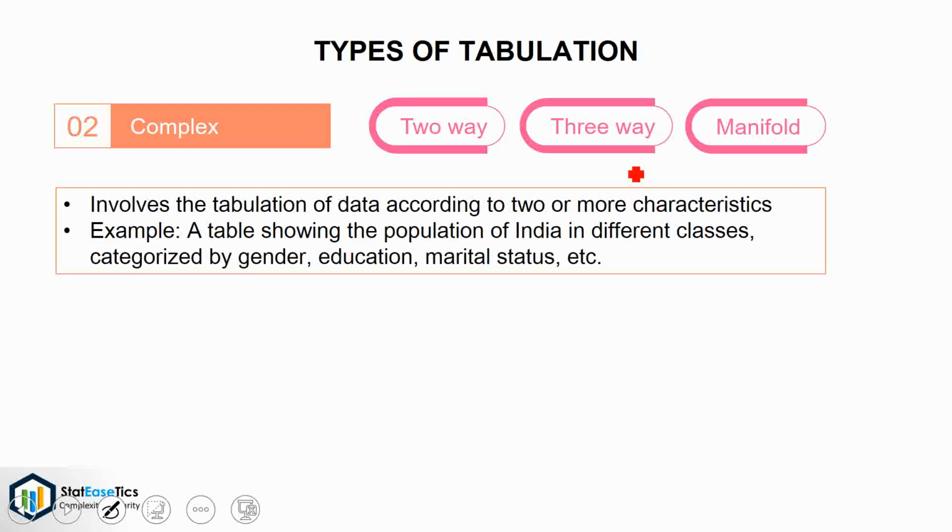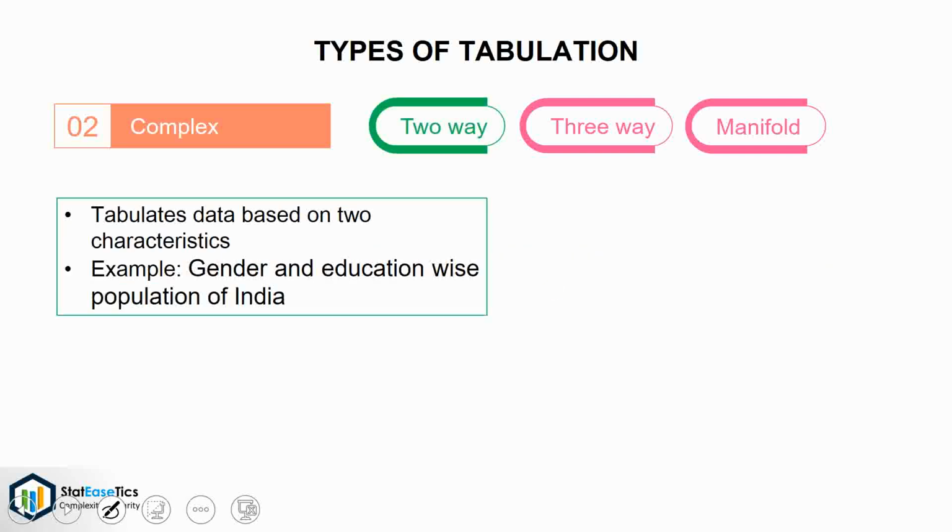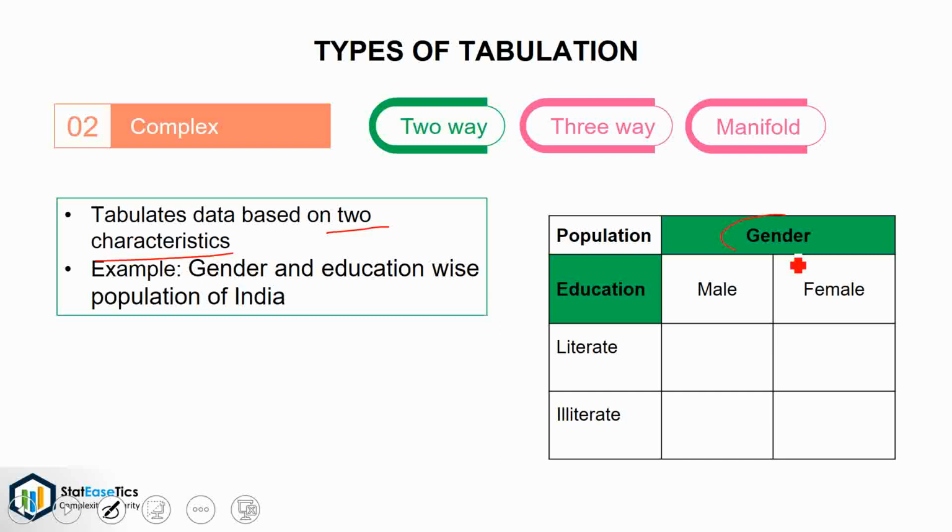Complex can be two-way, three-way or manifold. It involves the tabulation of data according to two or more characteristics. For example, a table showing the population of India in different classes categorized by gender, education, marital status, etc. Two-way tabulation tabulates the data based on two characteristics. For example, gender and education-wise population of India is the example of two-way tabulation.